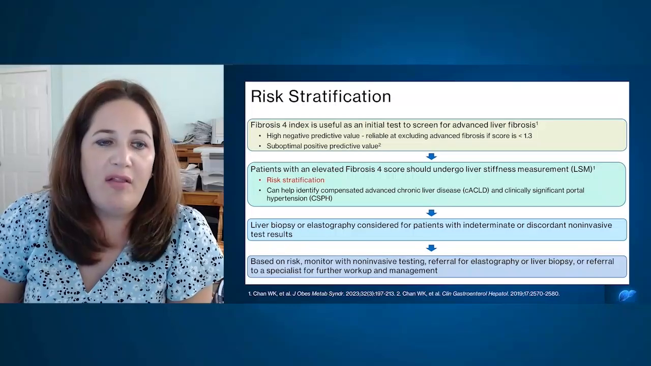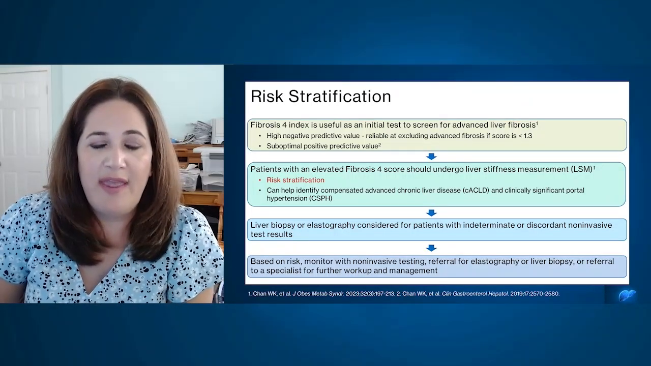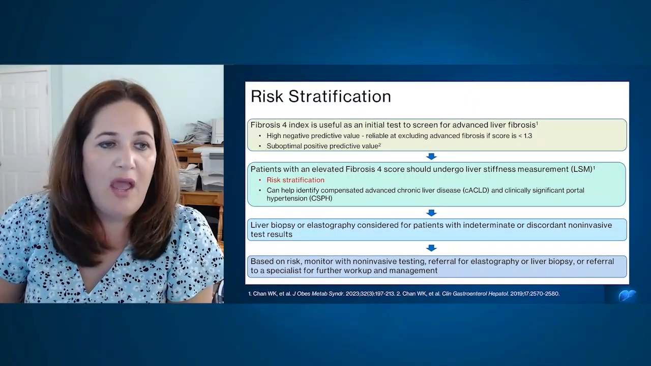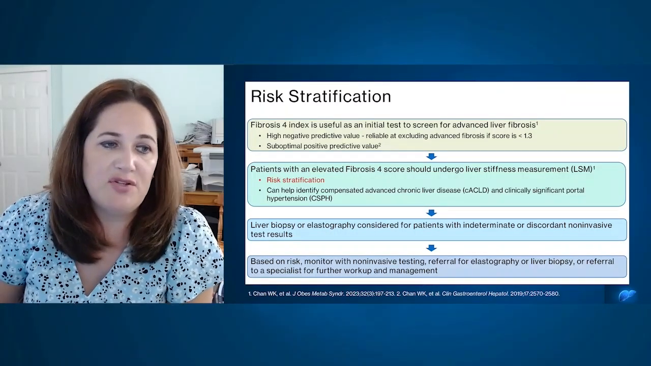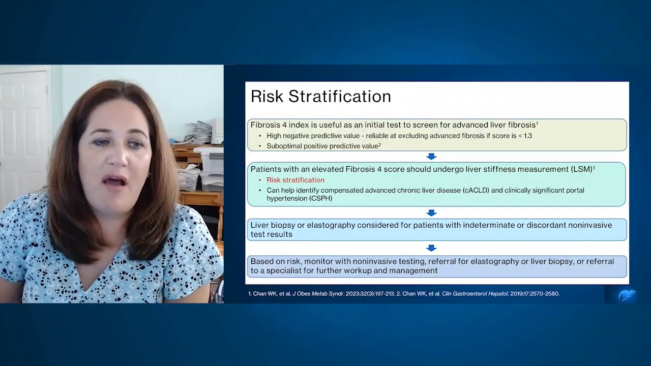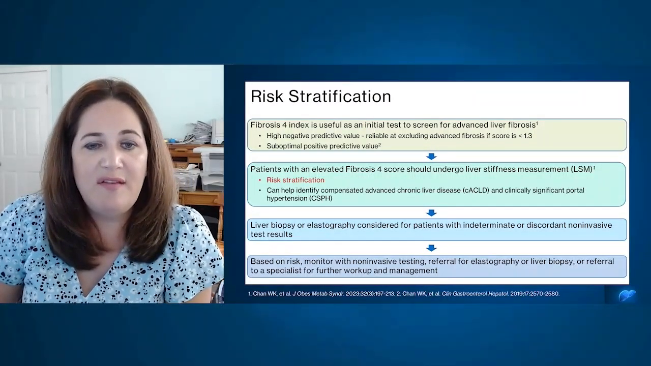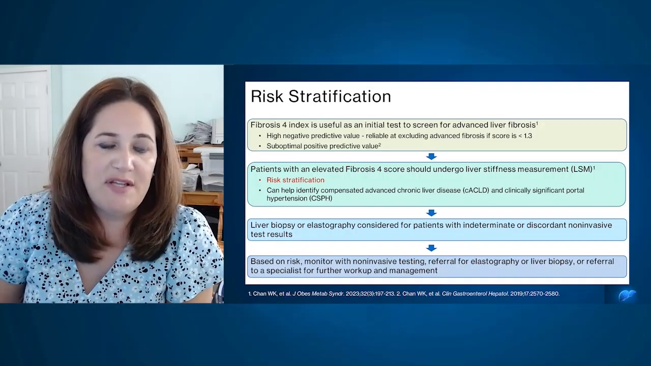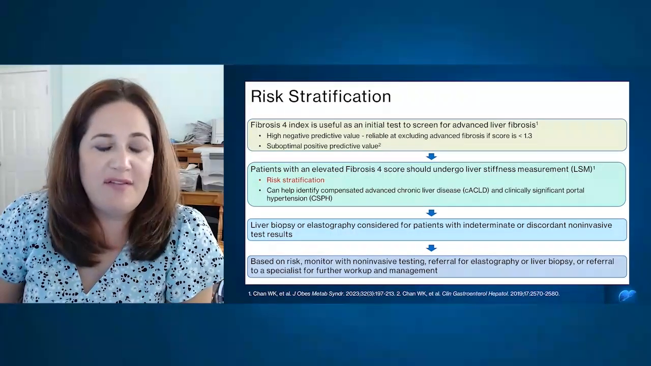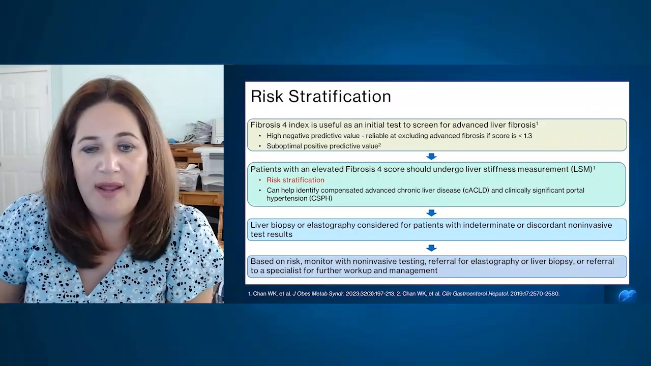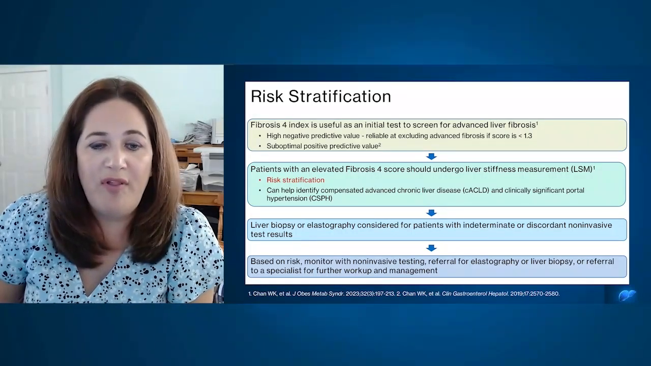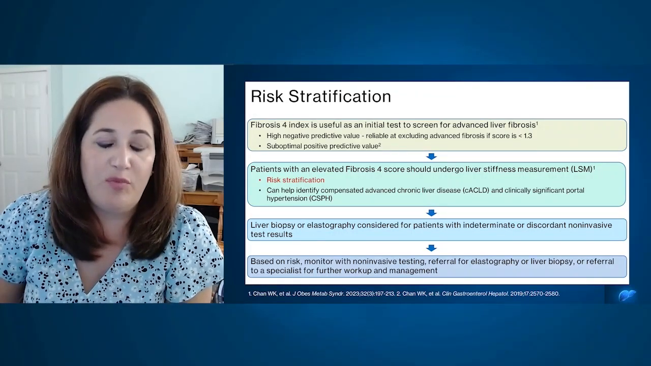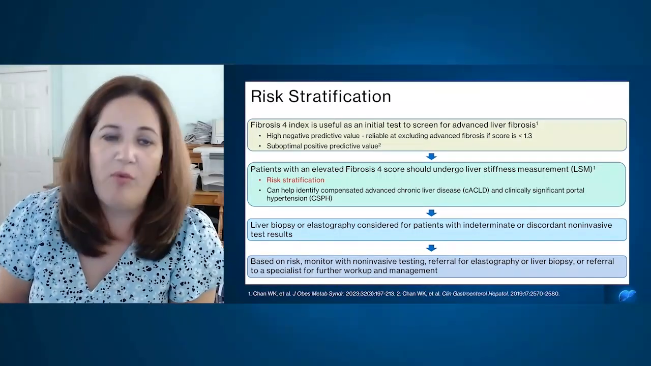So for patients with an elevated Fibrosis 4 score, so again, greater than 1.3, we would want to understand how stiff the liver is and do this liver stiffness measurement. This can help identify compensated advanced chronic liver disease and clinically significant portal hypertension. Liver biopsy or elastography is considered for patients with indeterminate or discordant non-invasive test results, and then based on the risk, monitor with non-invasive testing, referral for elastography or liver biopsy, or referral to a specialist would be recommended for further workup and management.